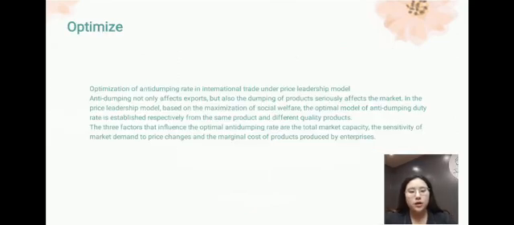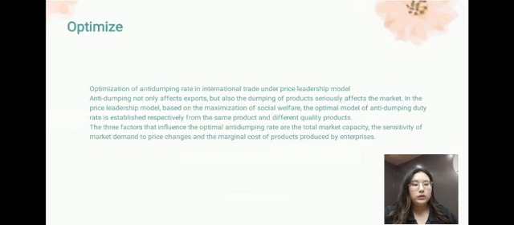Optimization of anti-dumping rates in international trade under the price leadership model. Anti-dumping not only affects exports, but the dumping of products also affects the market. In the price leadership model, based on the maximization of social welfare, the optimal model of anti-dumping duty rate is established respectively for homogeneous products and different quality products.